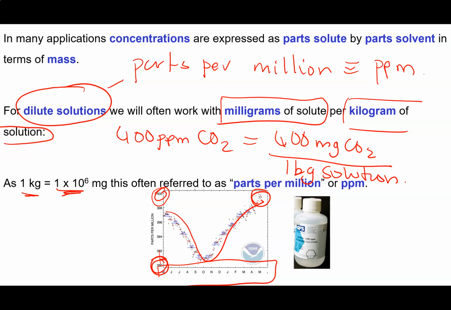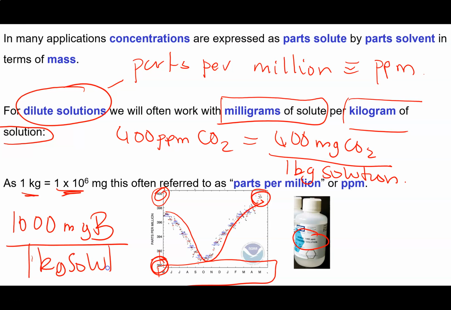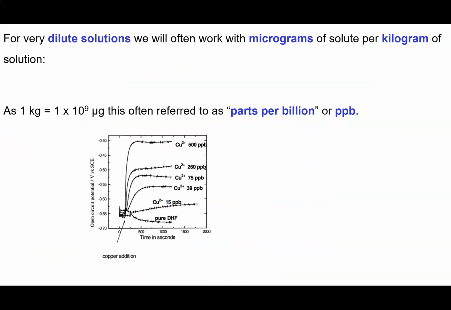Moles per liter would give you numbers that are hard to work with. Here's a sample of boron. It says 1000 ppm standard solution, so that just means we get 1000 milligrams of boron for every 1 kilogram of that solution. That's how we interpret that.